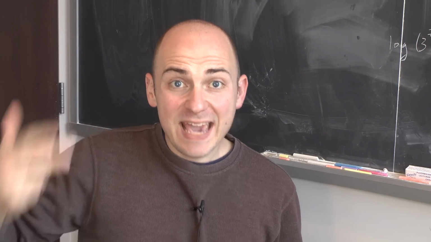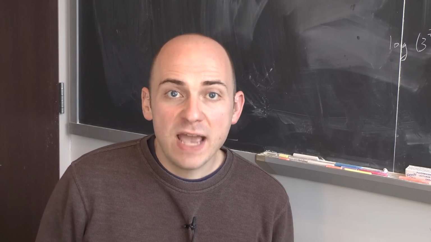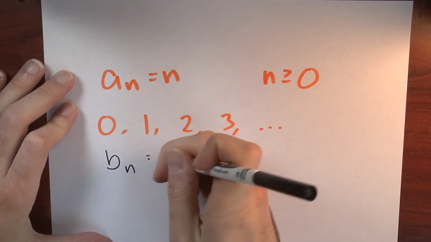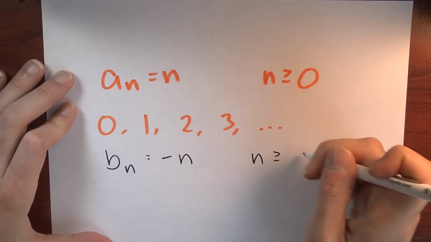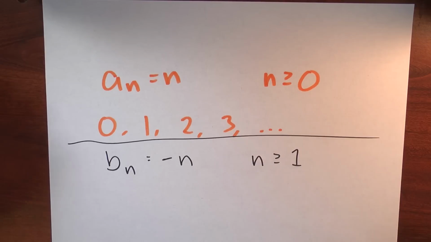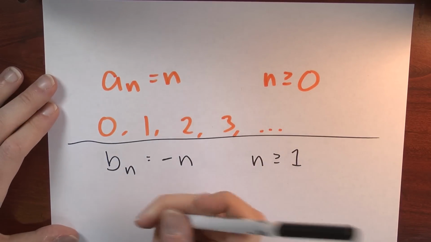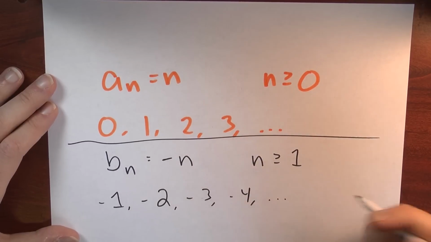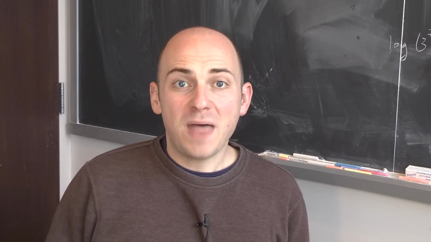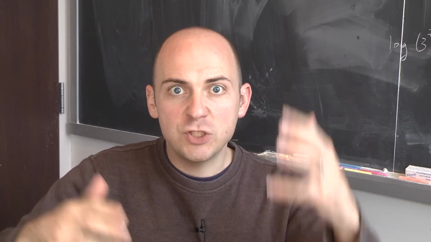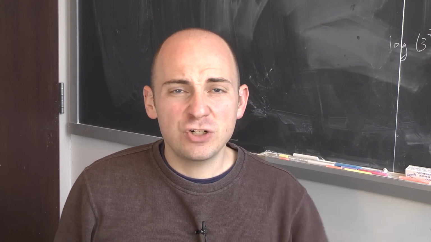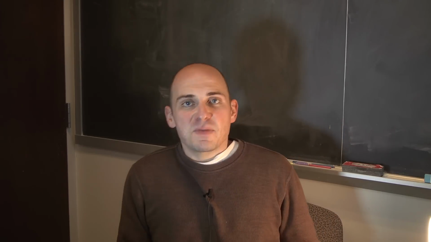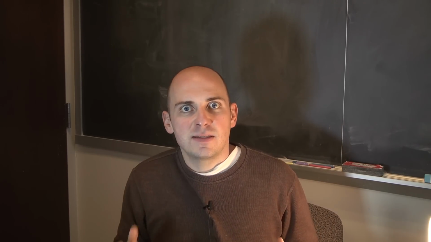And of course, I could negate that sequence to get a sequence that mentions every negative integer. So I could look at the sequence b sub n equals negative n, but let's start n at 1. And if I do that, then the terms of this sequence start minus 1, minus 2, minus 3, minus 4, and so on. But I want both. I want a single sequence that includes among its terms every positive integer, every negative integer, and 0. Is it even possible? Yes, I'll weave together the two sequences that we've already built.